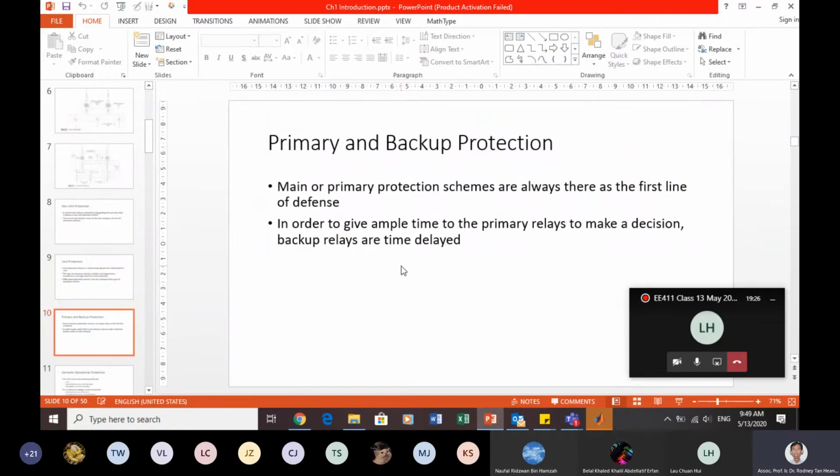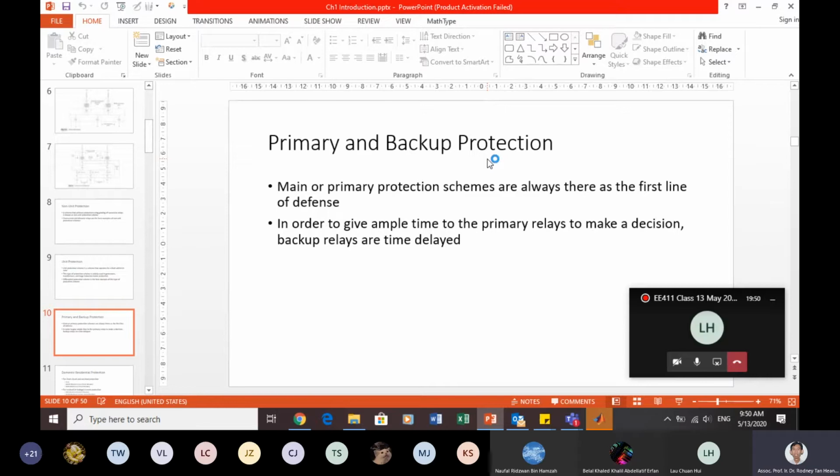Okay, so next thing is about primary and backup protections. Protection always has backup, like I said, because it has a limited zone. Let's say, for example, in our house, if our breaker doesn't trip, it will go upstream.